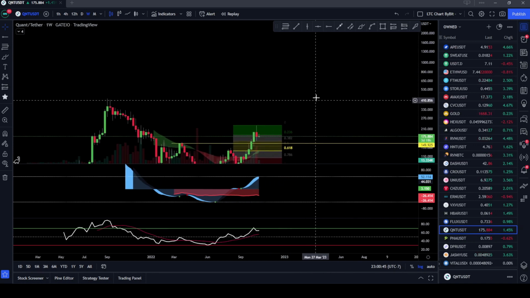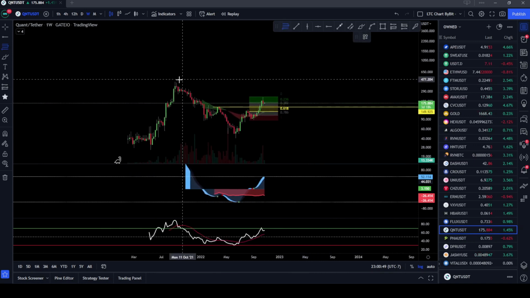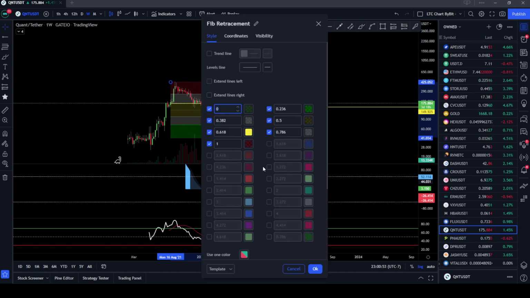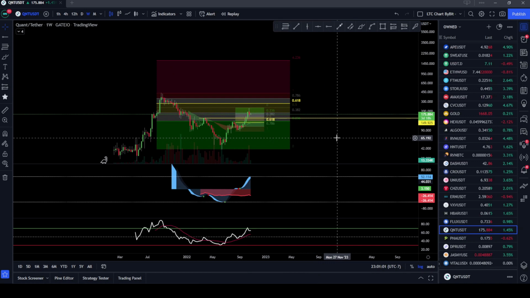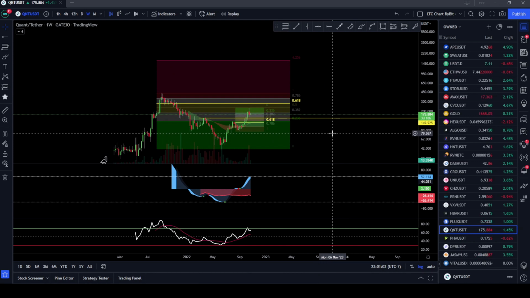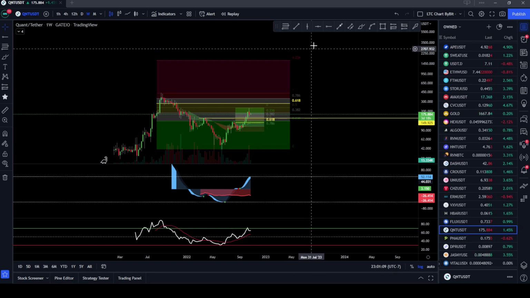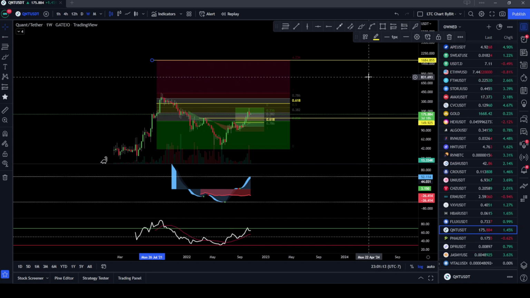So, while I'm here, maybe I'll give a little bit of a price target. From top to bottom, I'm going to put on the 4236, and I'm going to take the fib off of log scale, because I think that doing it that way, in my opinion, gives us a better price target. And $1,600 is a reasonable price target for Quant at this next bull run.